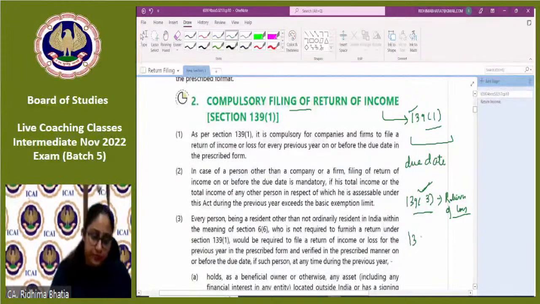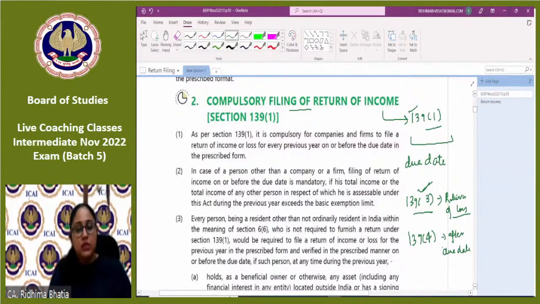Then if you file the return late, that is after the due date, which is belated, we'll see the provisions under 139 subsection 4. So you select in the return filing form, return filed under section 139 subsection 4. Why are these segregations important? Because filing the return within the due date, filing the loss return, all of these have separate consequences. So the government should know under which section you are filing the return.